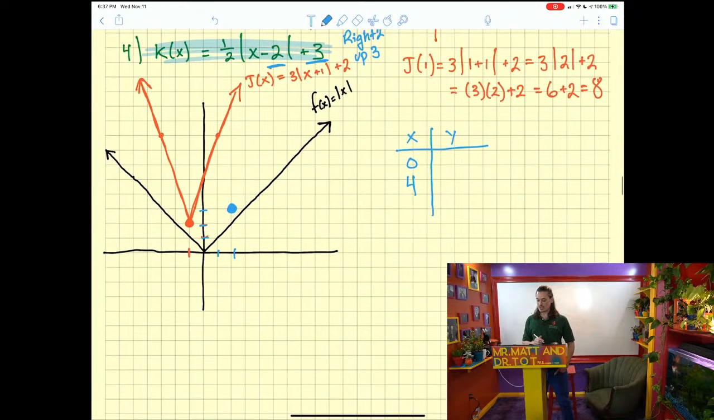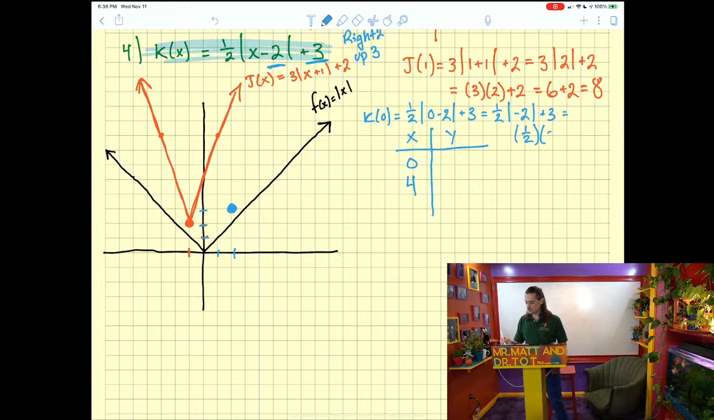And so plugging 0 in, k of 0 is going to be 1/2 times the absolute value of 0 minus 2 quantity plus 3. 0 minus 2 is -2, so this is going to be 1/2 times the absolute value of -2 quantity plus 3. The absolute value of -2 is +2, so this is going to be 1/2 times +2 quantity plus 3. 1/2 times 2 is 1. 1 plus 3 is 4. So at x is equal to 0, y is equal to 4.